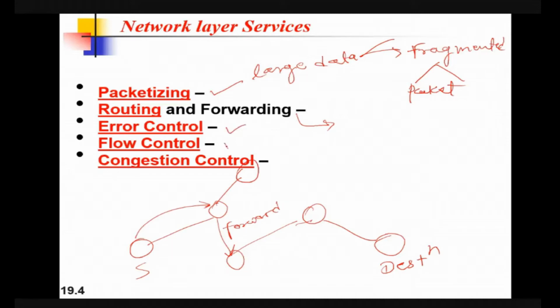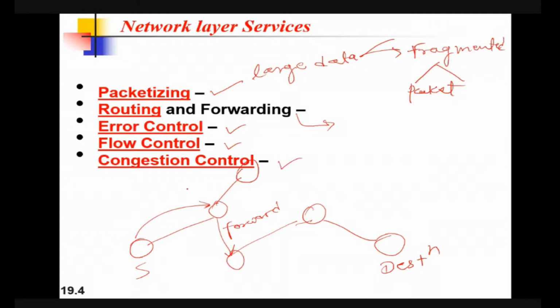Next are error control and flow control. Like in the data link layer, we have understood what error control and flow control are. This limited service is provided by the network layer also. This is not the complete functionality of error control and flow control, but limited functionality is provided by the network layer. And finally, congestion control.